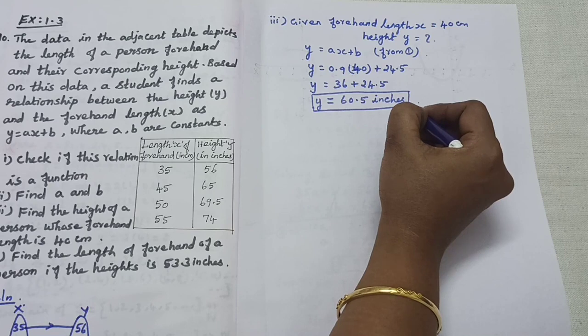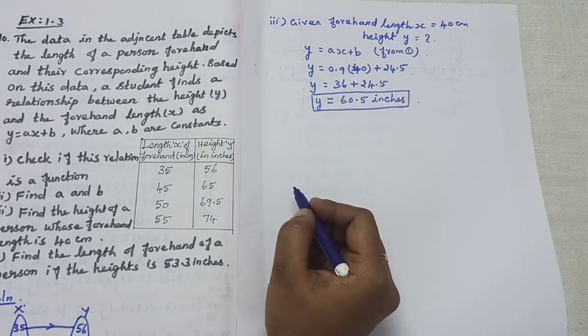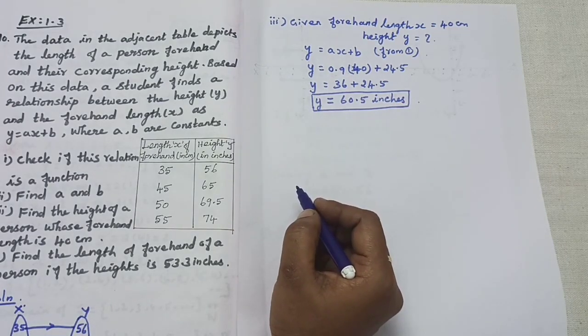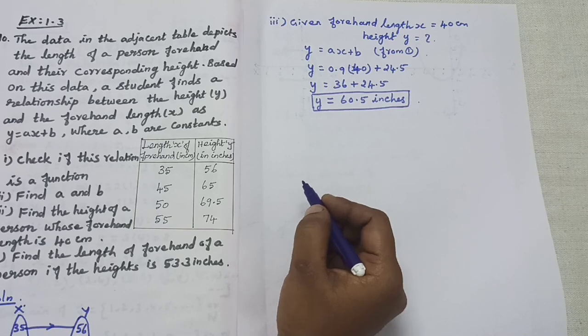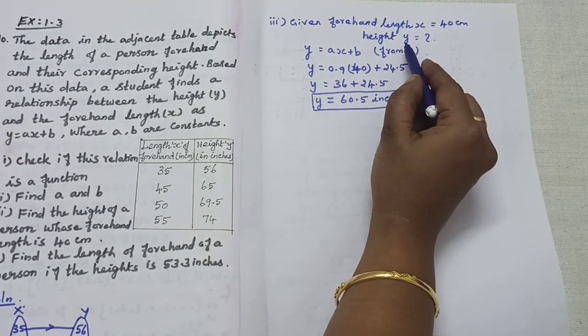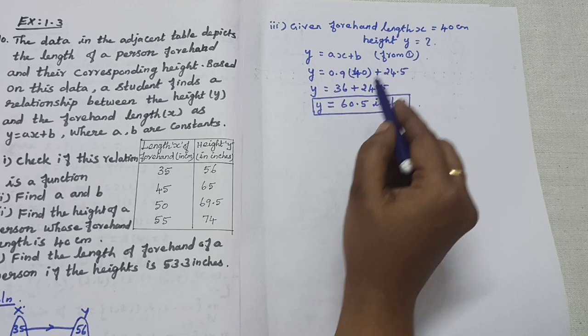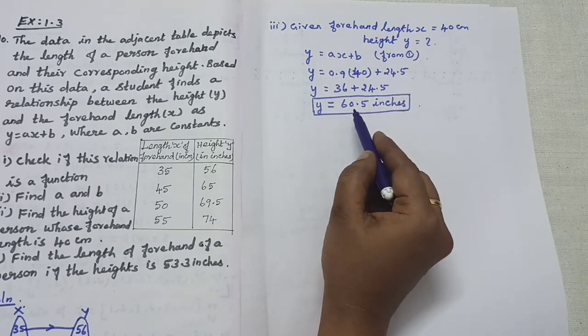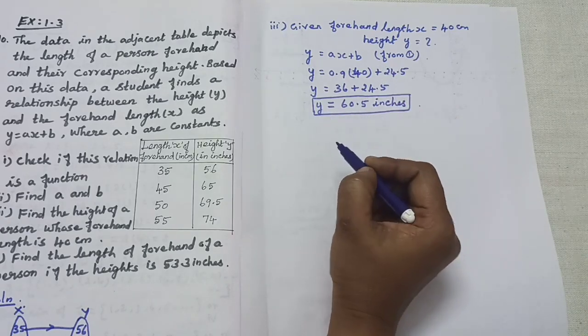Understood? Then our question: find the height of the person. Height is denoted by y, isn't it? y is equal to the height of a person, which is equal to 60.5 inches.